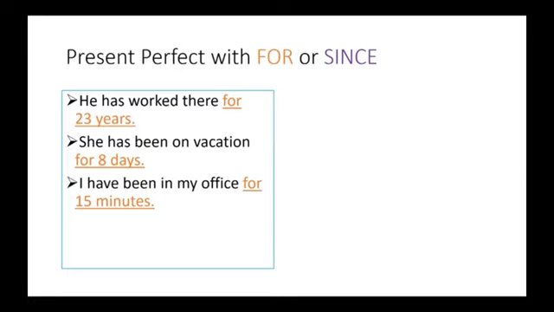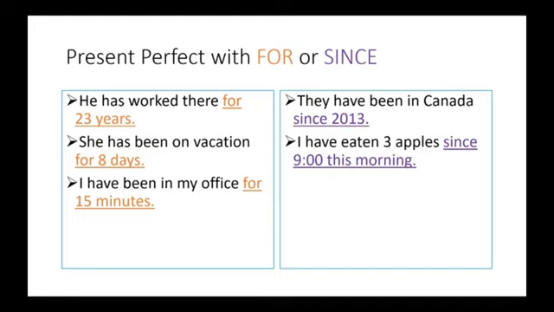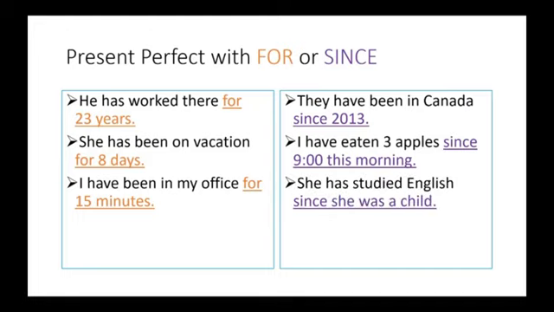Another keyword is since. They have been in Canada since 2013. Use since with a date or point in time, not an amount of time. I have eaten 3 apples since 9 o'clock this morning. Or, she has studied English since she was a child. Notice, we can use since with a clause. In this case, a dependent clause, or the clause that begins with the word since, is in simple past. The independent clause uses present perfect.